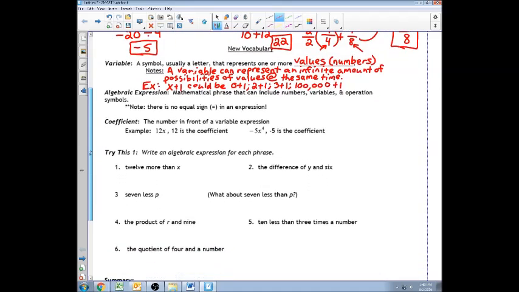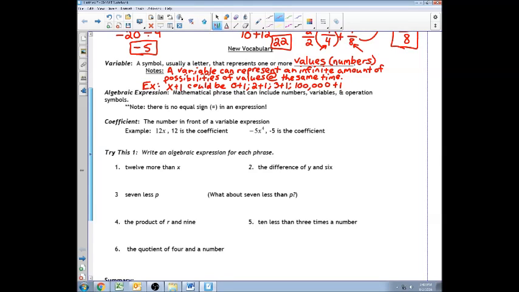Now, an algebraic expression is a mathematical phrase that can include numbers, variables, and operation symbols. The example I just used, the x plus 1, is an algebraic expression. Note, there is no equal sign in an expression. If there's an equal sign, that's actually called an equation. Right now, we're just going to be working with algebraic expressions.